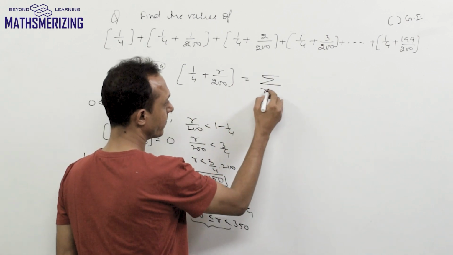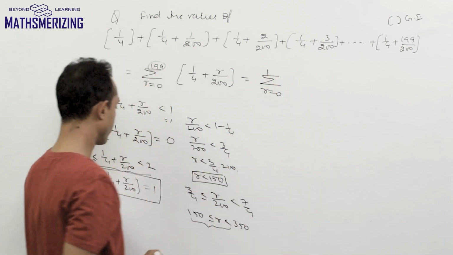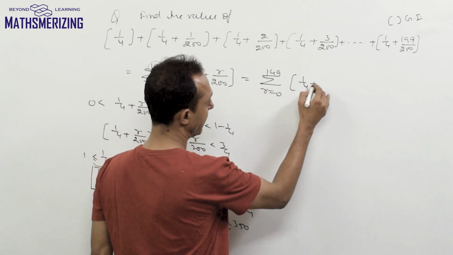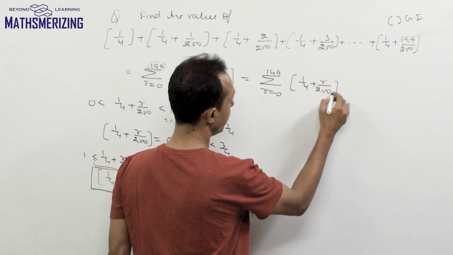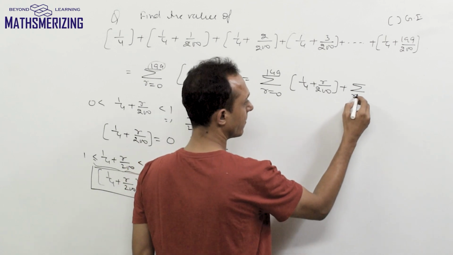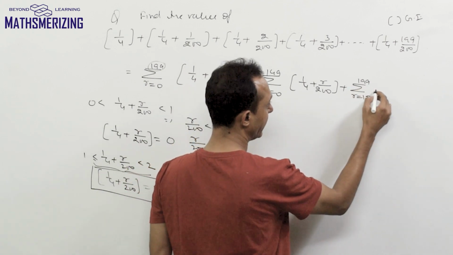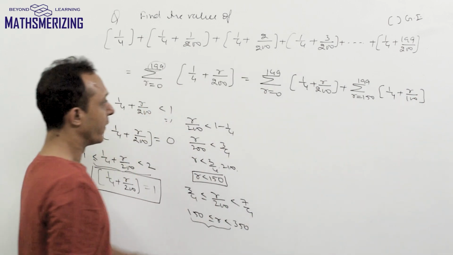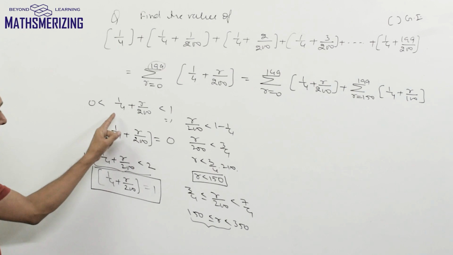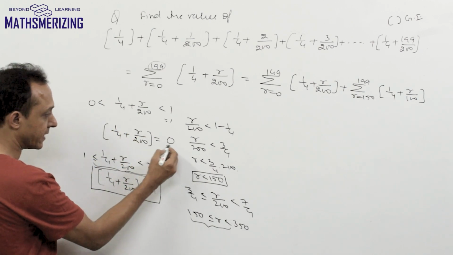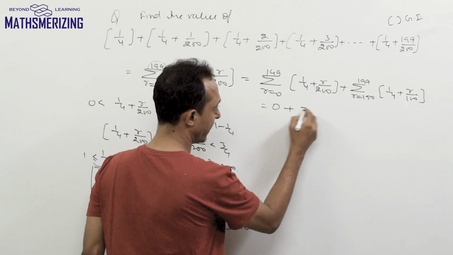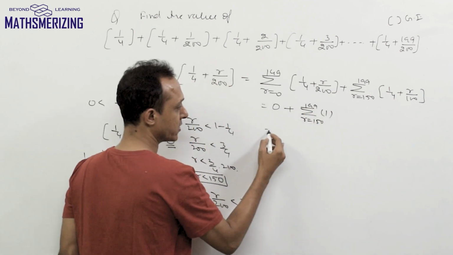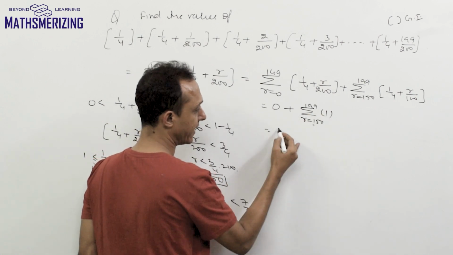So I'll write it as summation r varies from 0 to 149 of the greatest integral function of 1 by 4 plus r by 200, plus summation r varies from 150 to 199 of the greatest integral function of 1 by 4 plus r by 200. Now, in each of these cases, when r lies between 0 and 149, its greatest integral function is nothing but 0. And when r lies between 150 and 199, it is simply 1. So summation of 1 from 150 to 199 is simply 50.